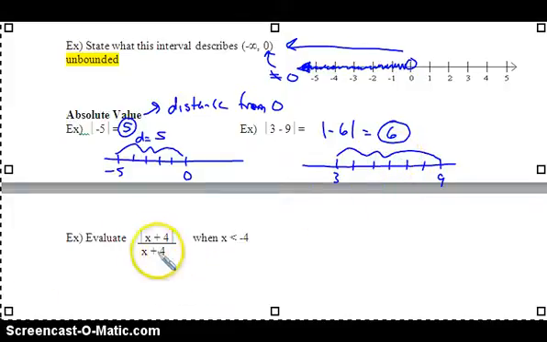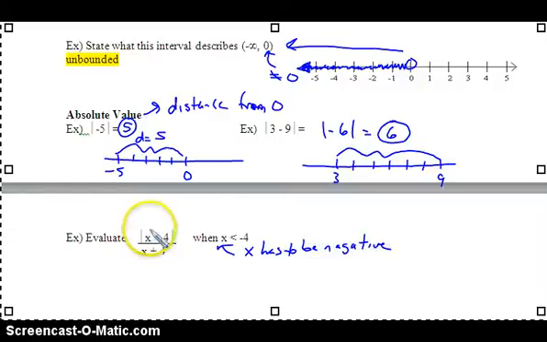Taking a look at our next one, I want you to evaluate the absolute value of x plus 4 over x plus 4 when you know that x is less than negative 4. And this is important to understand. What this is telling us is that x has to be negative. So if x has to be negative, I know that x is going to be some negative number, so I'll put some negative number in there and take the absolute value of that and divide it by x plus 4.